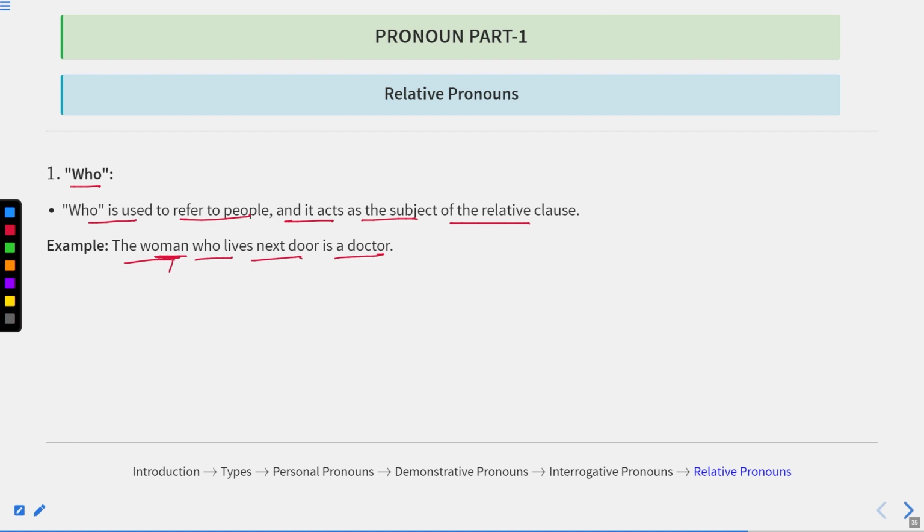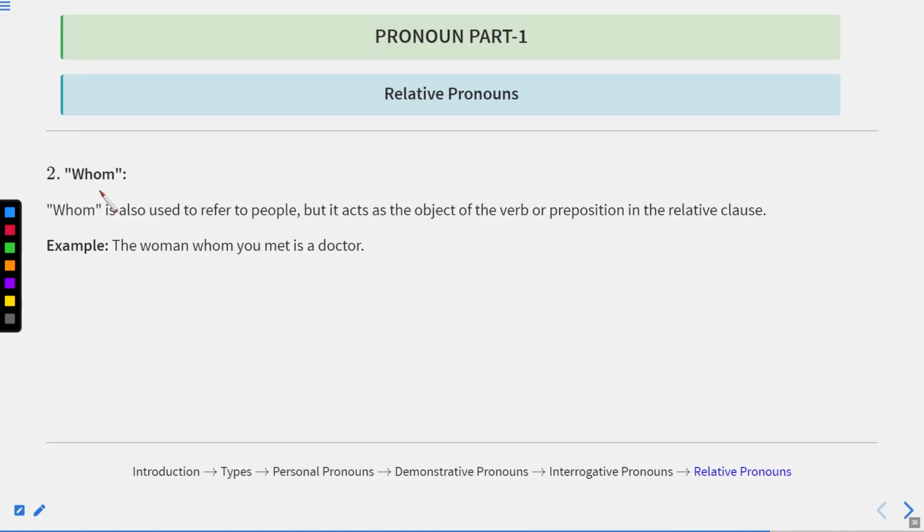So the woman, now woman is a living being, so we are using who over here. Whom is also used to refer to people, but it acts as the object of the verb or preposition in a relative clause. The woman whom you met is a doctor. So in whom you met, you is the subject, and whom did you meet? You met the woman. So woman is giving the reply to the object. Therefore, this is the object. Therefore, we have used whom.